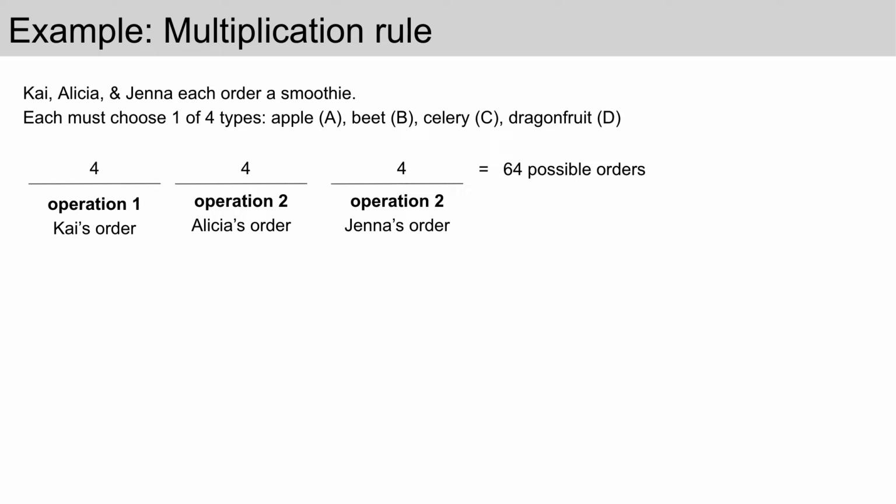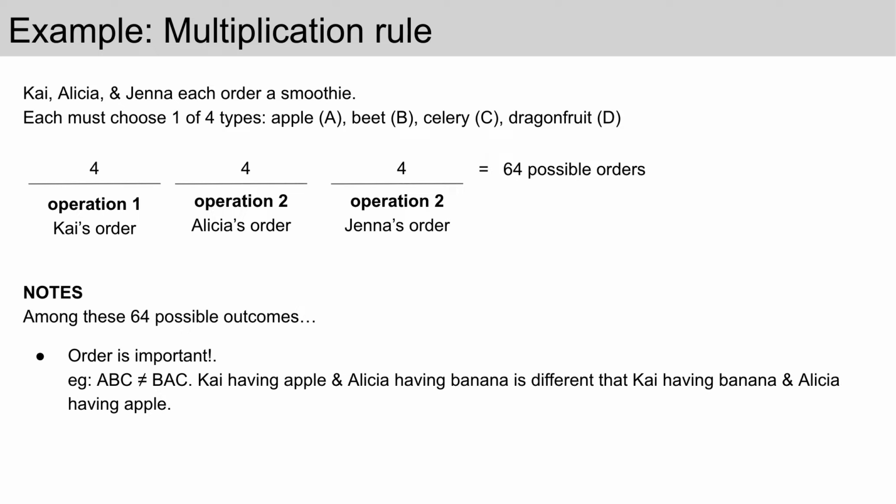Among these 64 orders, it's important to note a couple of properties. First, the order of operations is important. For example, the outcome ABC is different than BAC. Namely, Kai having apple and Alicia having beet is different than Kai having beet and Alicia having apple. Second, we're sampling from the possible outcomes for each operation with replacement. For example, it's possible that Kai, Alicia, and Jenna all order an apple smoothie. We might observe an outcome AAA.